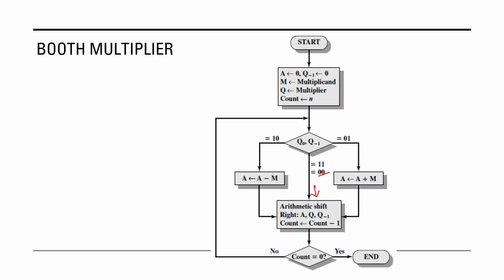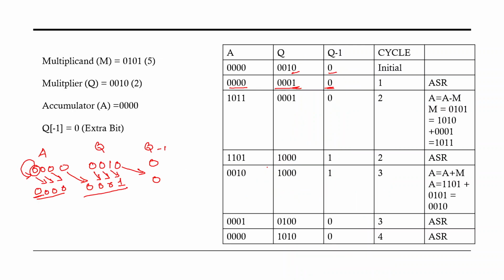So if it is 1, 0, what will we do? We'll perform subtraction, A minus M. So now here, A minus M. A is 0, 0, 0, 0 and M value is 0, 0, 1, 0. So if you take 2's complement, how will it be? It will be 1's complement of M, minus 2. So 1, 1, 0, 1 and add 1.